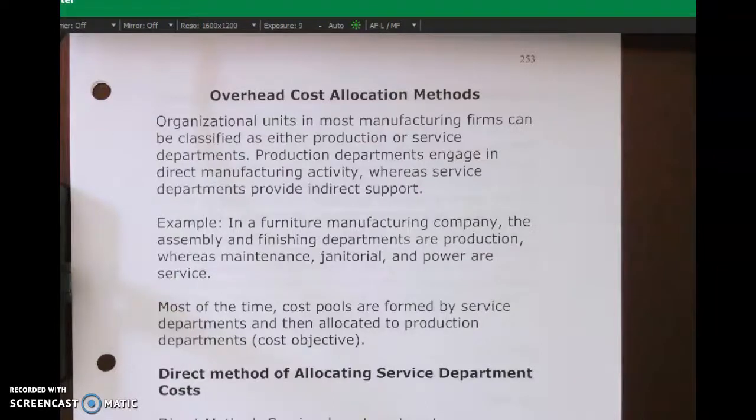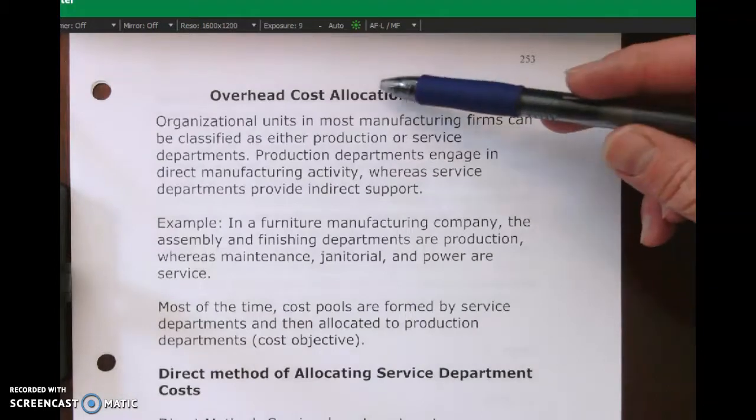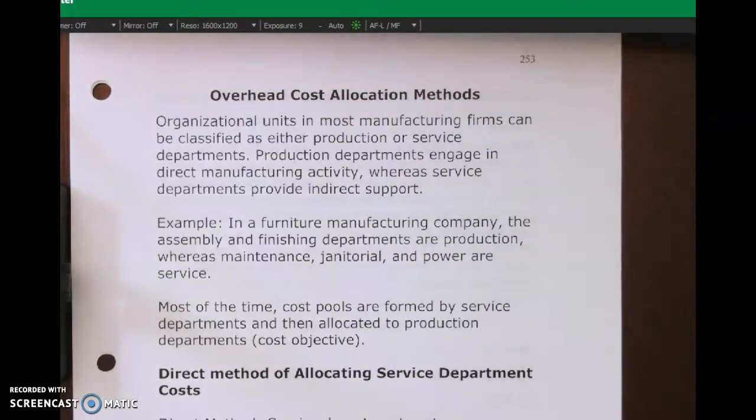Hello and welcome back. In this lecture video, we're going to be doing some more problems associated with cost allocation. If you're following along on the course pack, I'm on page 253. And what we're talking about right over here is overhead cost allocation methods.